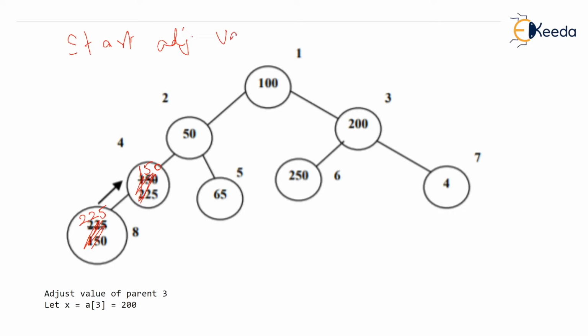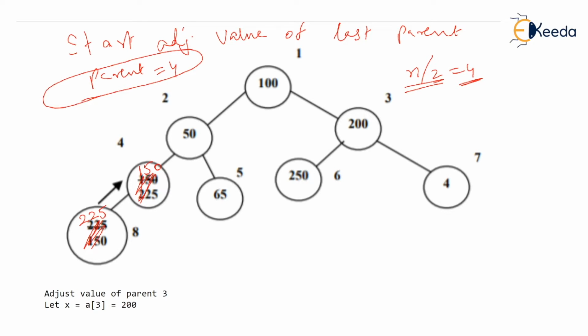Now the procedure is that you start adjusting the value of the last parent. Now you know the last parent is located at 4. How did you get it? N upon 2. Size of the array upon 2 is 4. So you start adjusting the value of parent 4. And what do you mean by adjusting? Somehow, you make this fourth node store a value larger than its children. Its child is at 8. This is what you do, isn't it?